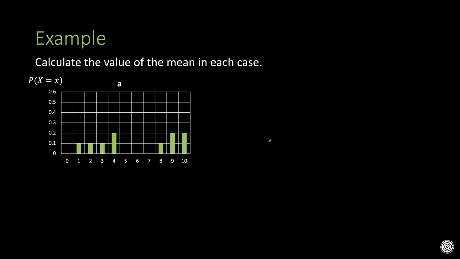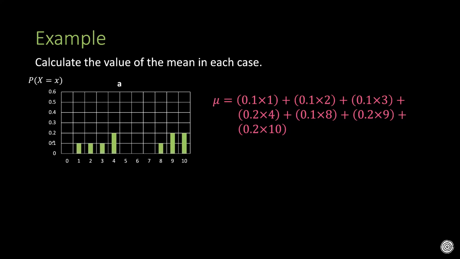We're having a look at case A. In order to find the mean, or the expected value, I simply need to multiply the value by its probability. So that's just going to be 1 times 0.1 plus 2 times 0.1 plus 3 times 0.1 plus 4 times 0.2. And then these are zeros. Then plus 8 times 0.1 plus 9 times 0.2 and plus 10 times 0.2. Add them all up together and I get 6.